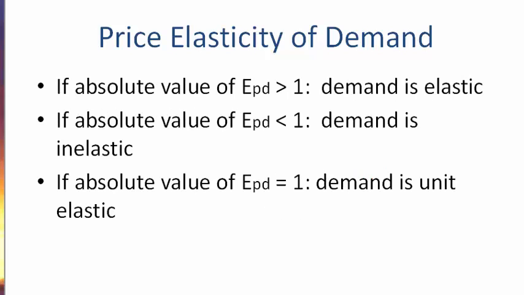price. And traditionally we say that if the absolute value of price elasticity is greater than 1, demand is elastic. If it's less than 1, demand is inelastic. And if it's equal to 1, demand is unit elastic.